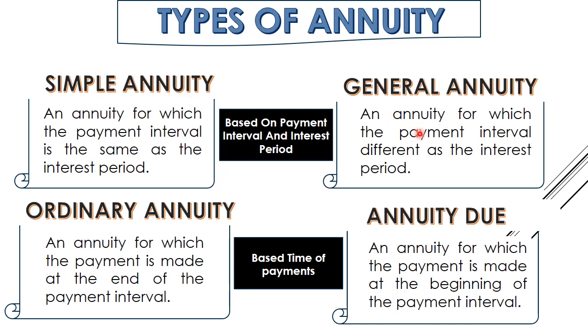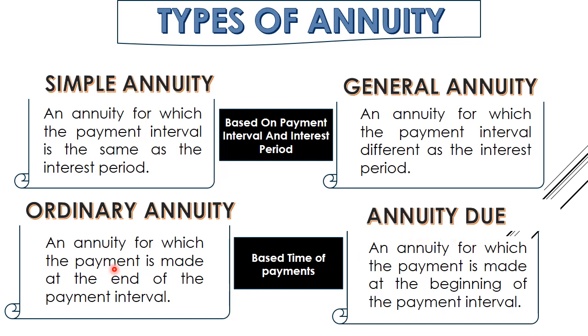Now, if the payment interval is different from the interest period, we can say that this is a general annuity. For example, your payment is made every month, that is monthly, and the interest is compounded annually. It means that the payment interval is different from the interest period, so we can say that it is a general annuity. Alright, if the annuity is based on time of payments, we have ordinary annuity and annuity due.